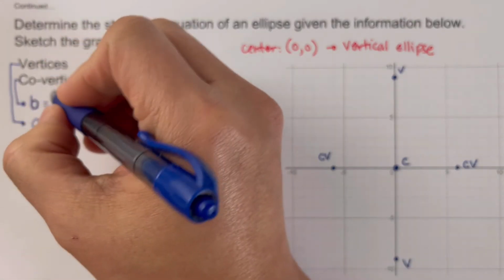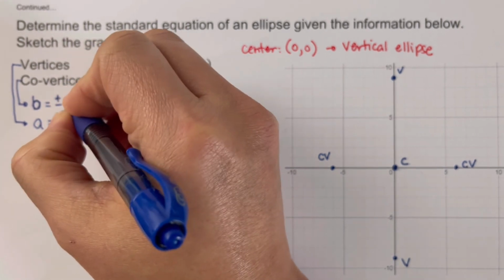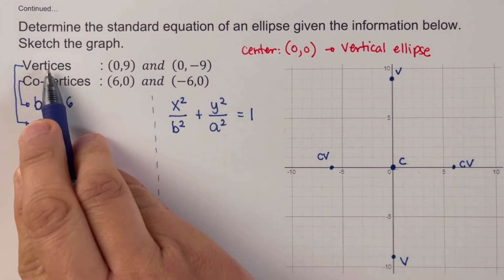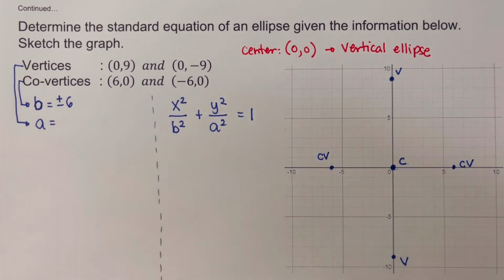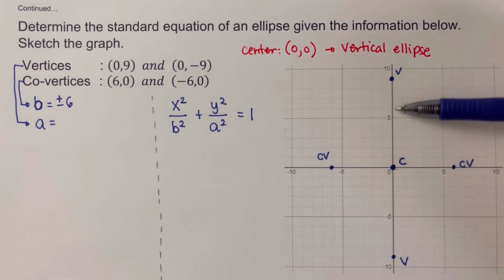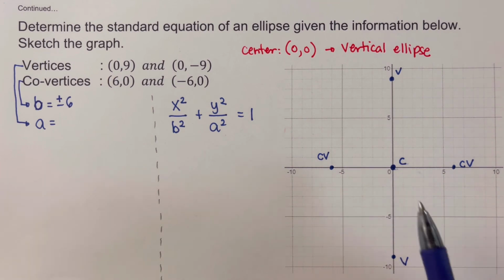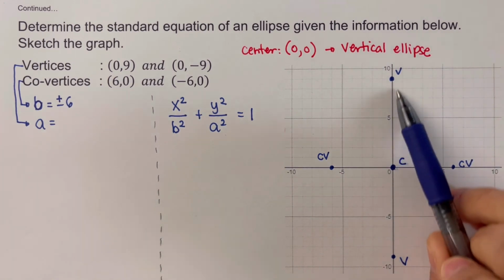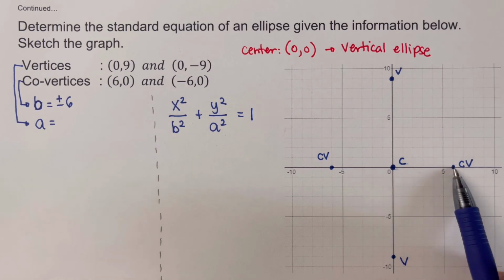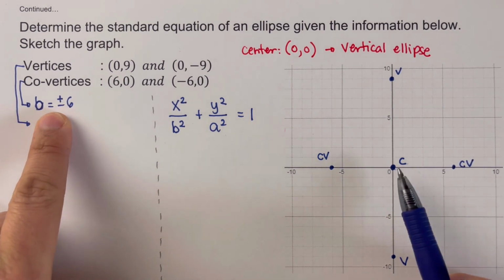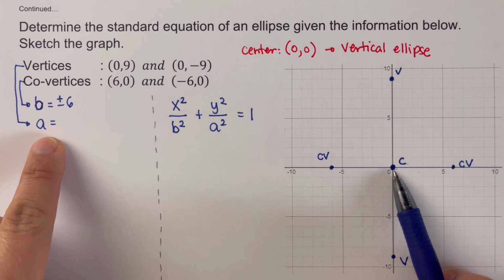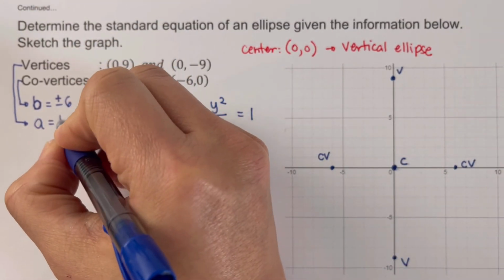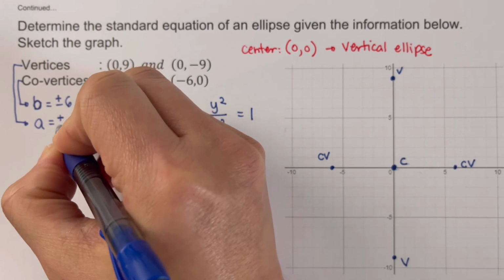So if we count it, our co-vertex is located 6 units from the center. So I'm going to go ahead and write that up here, plus minus 6. While our A, which is the distance from the center to one of the vertices, we can count it, and that's actually 9. So this is our B, and this is our A. We start from the center to the co-vertex, that's the B. We start from the center to the vertex, that is the A. So if we count it, that's actually 9. So I can go ahead and write that up here, plus minus 9.